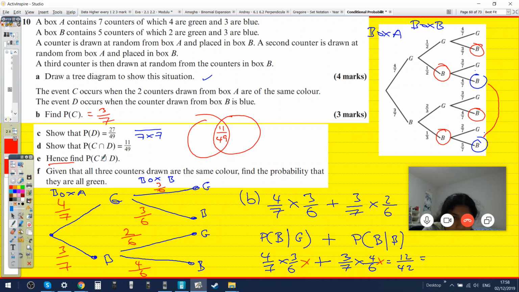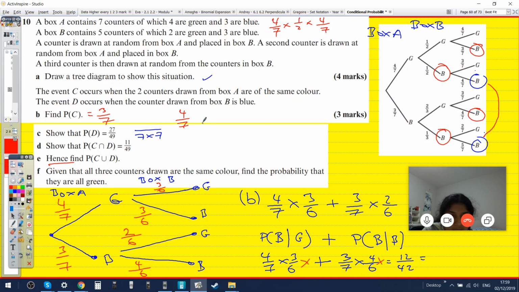Given that all three counters are the same color, find the probability that they're all green. How would you do that one? So first you have to find the intersection between all three counters drawn being the same color and all green, which would just be the one that's all green. So that would be 4 over 7 times a half, which is 8 over 49.